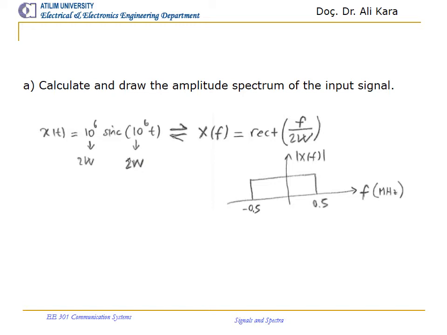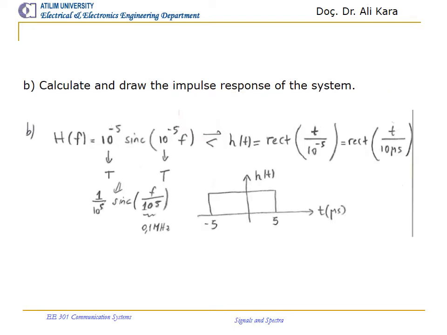In Part A, you will take the Fourier transform of the signal x(t) and draw the amplitude spectrum. You should use the Fourier transform table you are provided. In Part B, you will take the inverse Fourier transform of the transfer function H(f) and draw it. You should use the Fourier transform table you are provided.